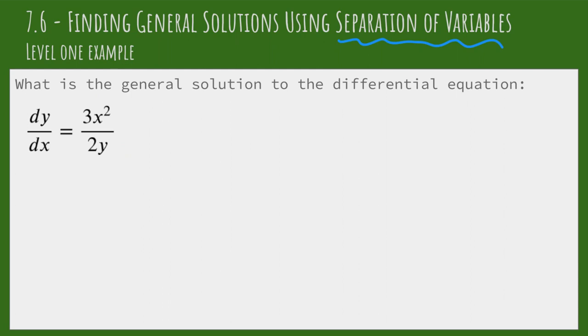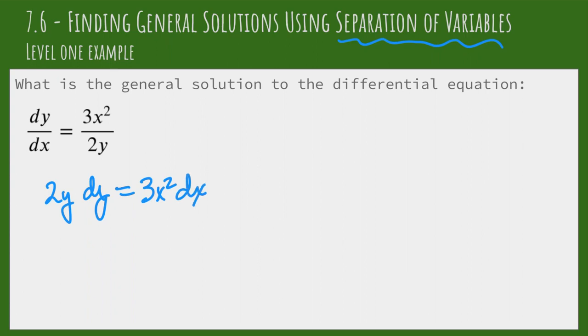So notice that we're going to be multiplying by the dx. So the dx is going to be on the right side. Anything that has an x in it, we're going to keep on the right side, and then anything with a y in it will move to the left side. So we're going to multiply by dx on both sides, and multiply by 2y on both sides. And so separating variables, we're going to have 2y dy is equal to 3x squared dx.